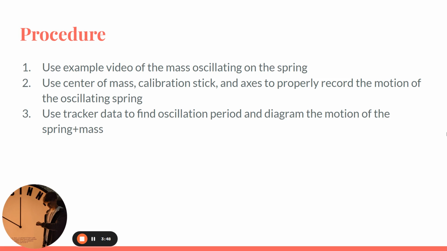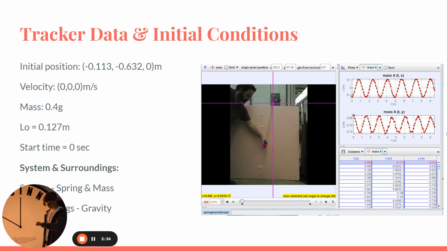So for the procedure, an example video of the mass oscillating on the spring was used, and then the Tracker program was used to define center of mass, calibration sticks, and axes to properly record the motion of the mass, and then Tracker data was used to find a diagram of the spring mass model.